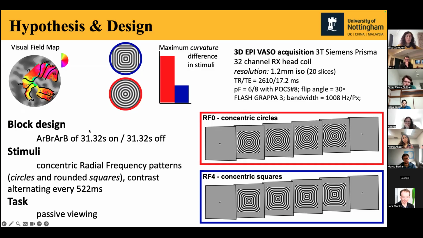The design itself was a simple block design with 30 seconds on, 30 seconds off, roughly. For 30 seconds, participants were presented with concentric circles, and every half a second, the contrast of the radial frequency patterns was inverted to prevent any adaptation effects. Then they had 30 seconds of rest, and then another 30 seconds they were presented concentric squares, and so on, for roughly 15 minutes. One single run was 15 minutes, and each participant performed up to 4 runs in one session. There was no active task. They were just looking at the screen and trying not to fall asleep.